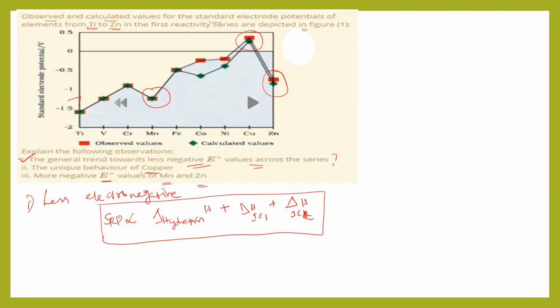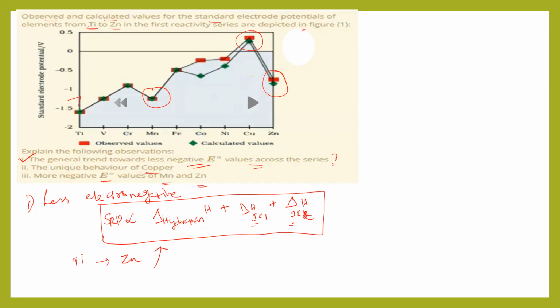From titanium to zinc, we are seeing this. From titanium to zinc, the ionization potential value increases, right? So the standard reduction potential value increases, that is, less negative, towards positive.